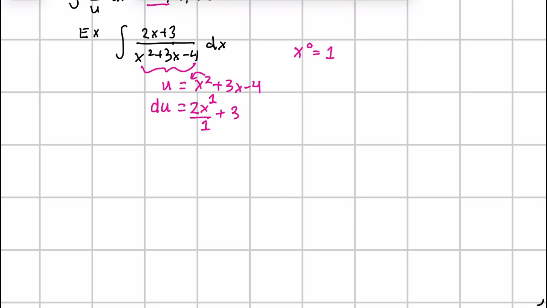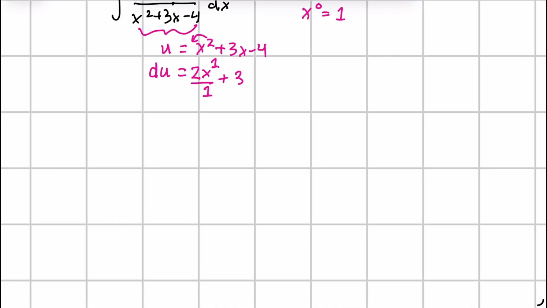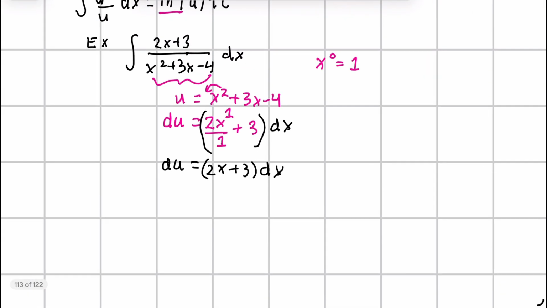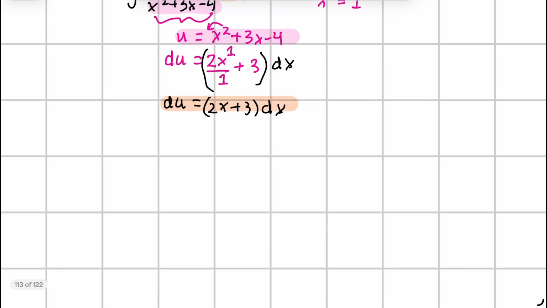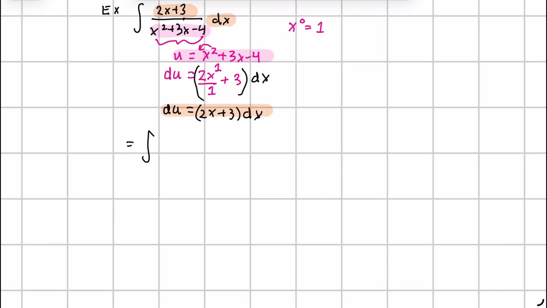And then for negative 4, the derivative of any constant is just going to go to 0, right? So then now we have all of this times dx. So where do we have 2x plus 3 dx inside of our fraction? We have that perfectly right here. So we can say that u is equal to this, right? And then 2x plus 3 dx is equal to our numerator. So that's so perfect. Now we can write our new integral as 1 over u du.